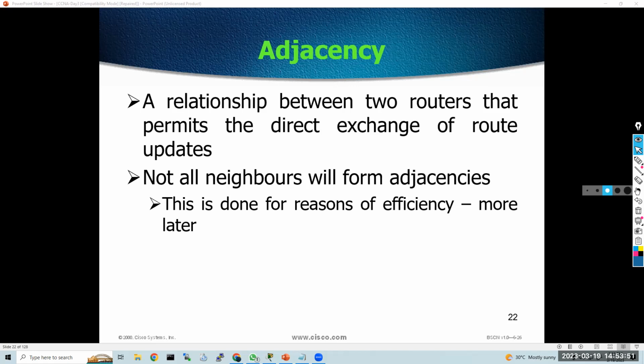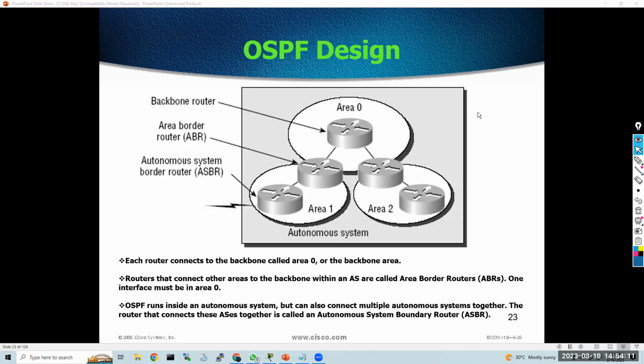Adjacency means just exchanging their links, exchanging their routes. Not all the neighbors will form an adjacency. This is done for the sake of efficiency, more on that later. Not all the routers will form the neighborship.